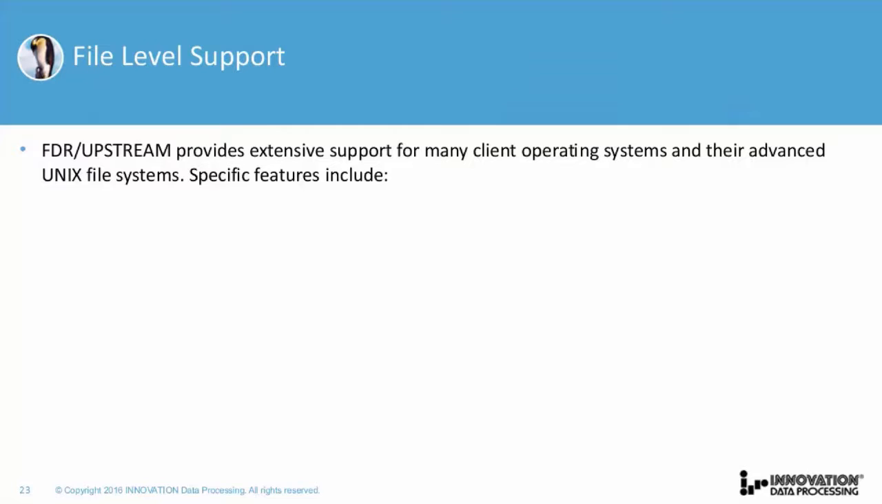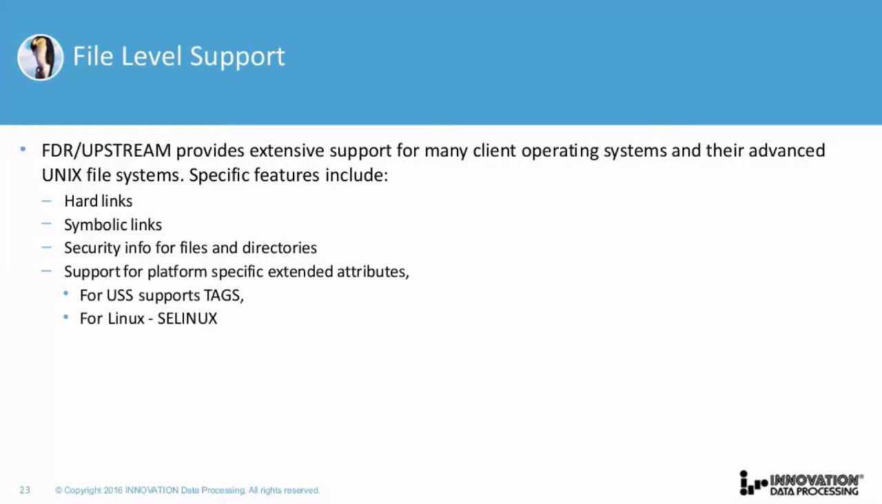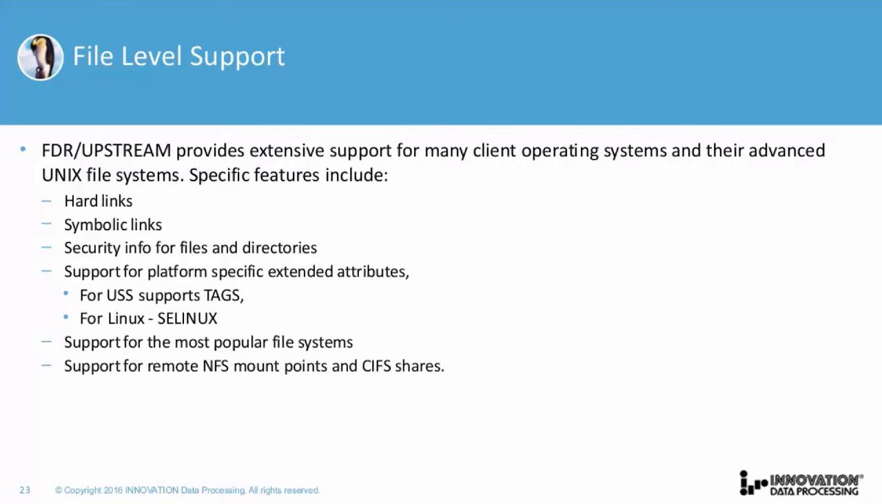Okay. File level backup and recovery. Upstream provides extensive support for client systems, including advanced Unix file systems. Specific features include hard links, symbolic links, security information for files and directories, support for platform-specific extended attributes. For example, USS supports tags, SELinux, and support for the most popular file systems. Support for remote NFS mount points and CIFS shares.